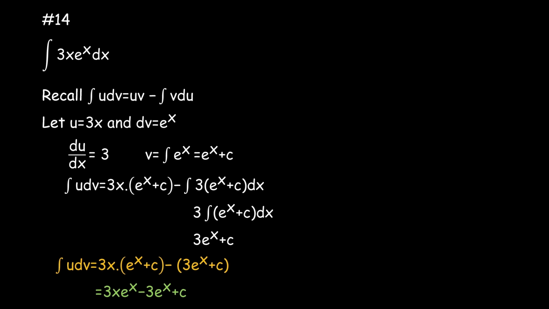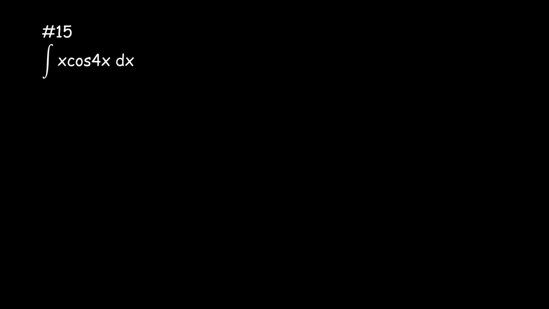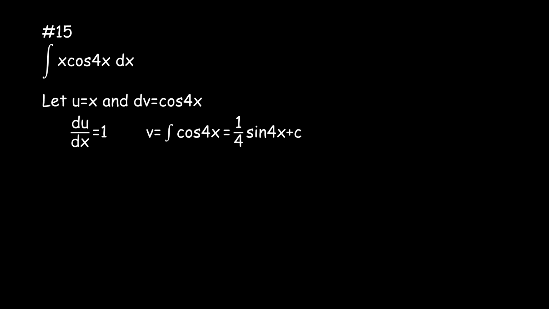Question number 15. So we have the integral of x cos 4x dx. So we are going to take u to be x, since it's easily differentiable. So if u is x, that means dv would be cos 4x. Now du by dx is just 1, and then v will be the integral of cos 4x, which is 1/4 sine 4x, which we had seen in a previous question.